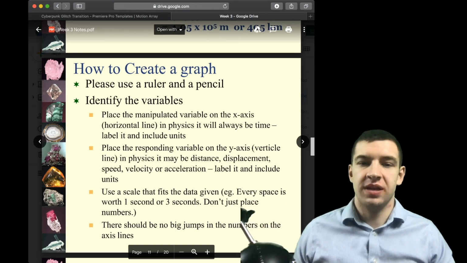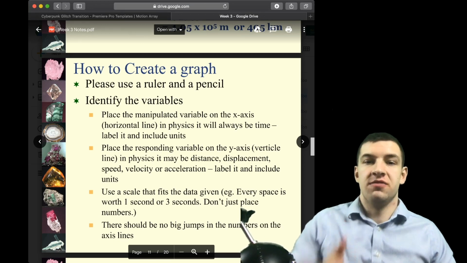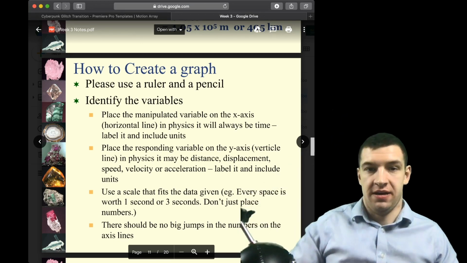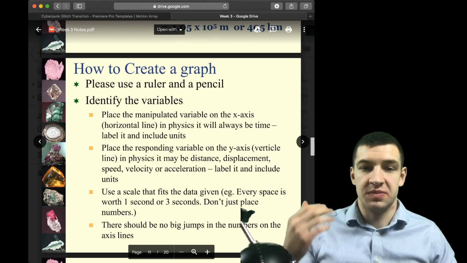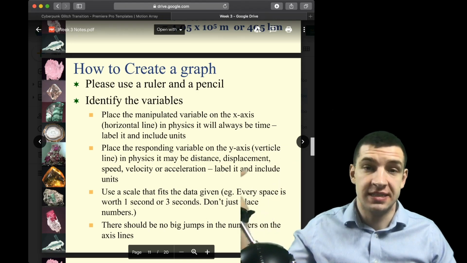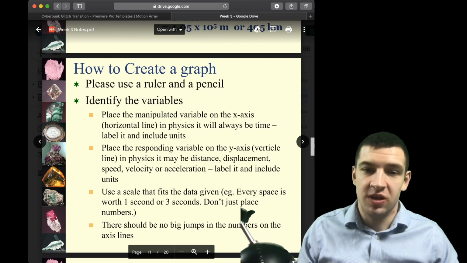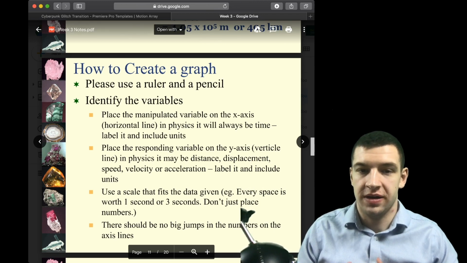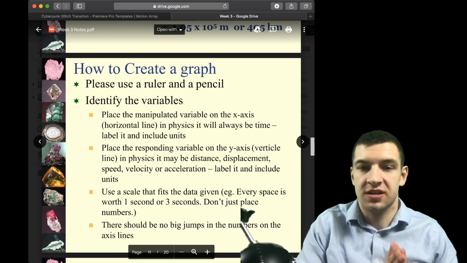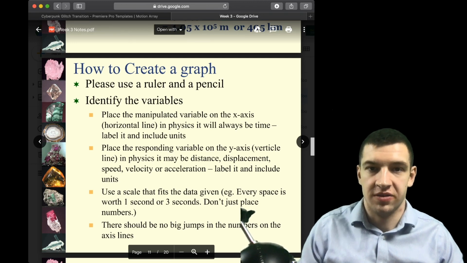The next step would place the responding variable on the y-axis. So that's the vertical line that's going up and down, okay? In physics, this may be distance, displacement, speed, velocity, acceleration. Whichever one it is, label it and include the units. Again, meters per second or meters, kilometers. It has to be a particular unit, okay?